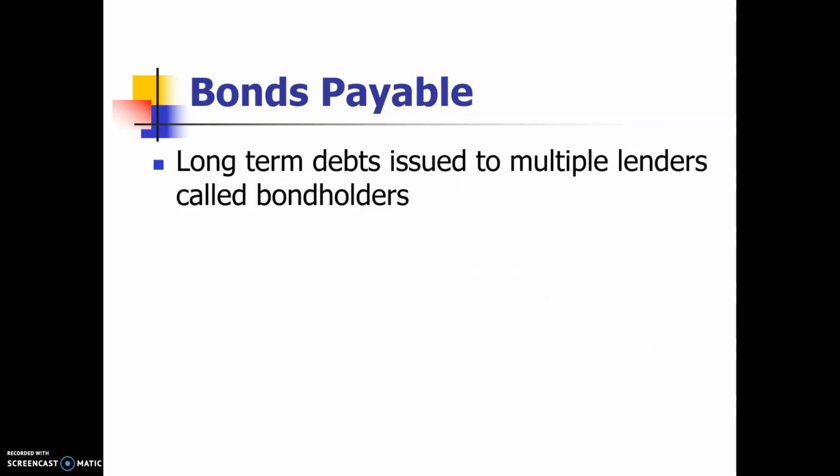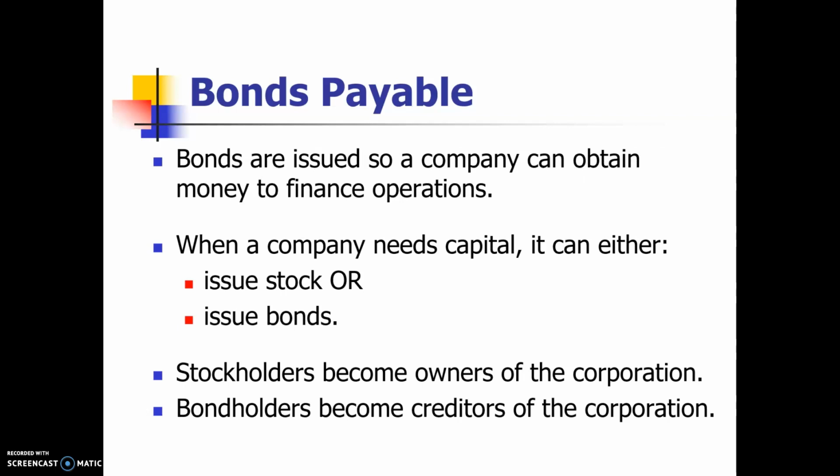Then another common long-term liability is a bond payable. So when we need to raise capital for our business, we had been talking about issuing stock. Another way is by raising money by selling bonds. And so when we issue these bonds, the entities that buy the bonds really become creditors. The bondholders are creditors of our corporation. Stockholders become owners. Bondholders become creditors.